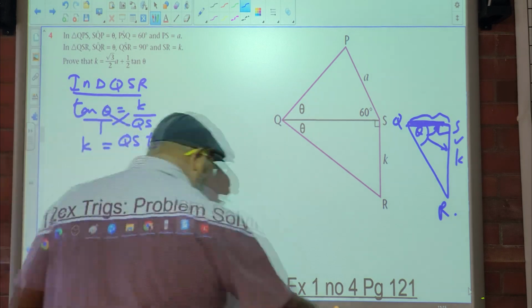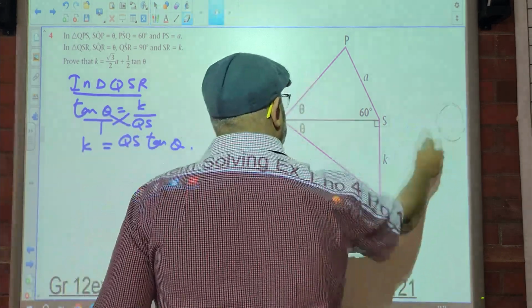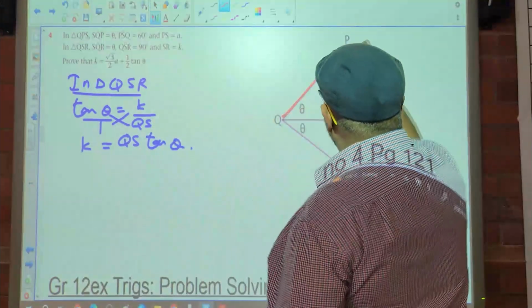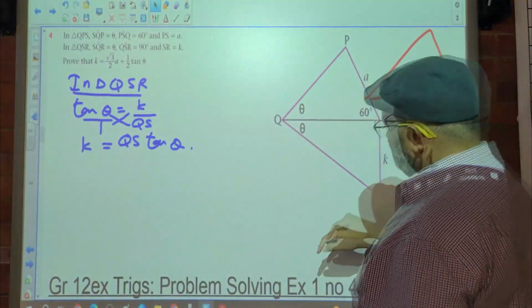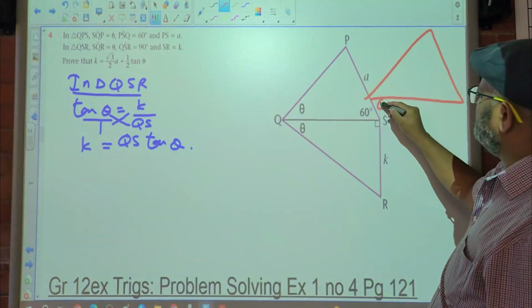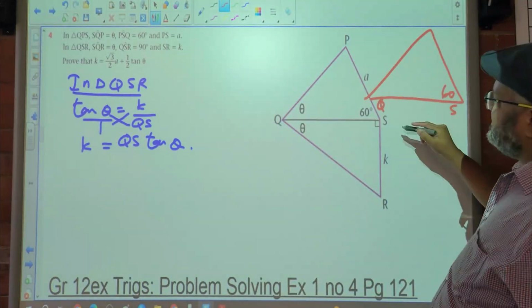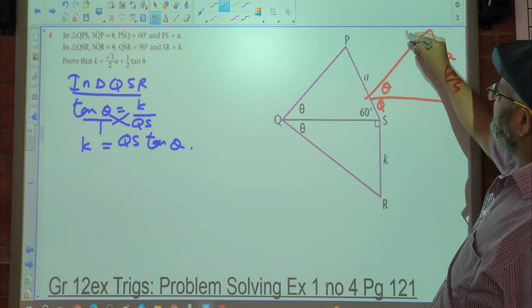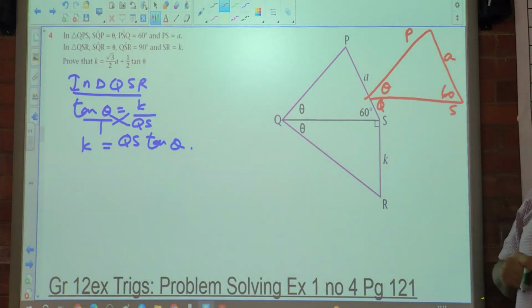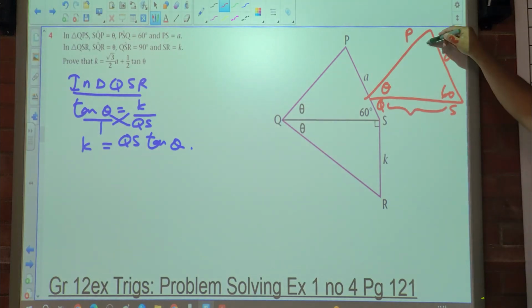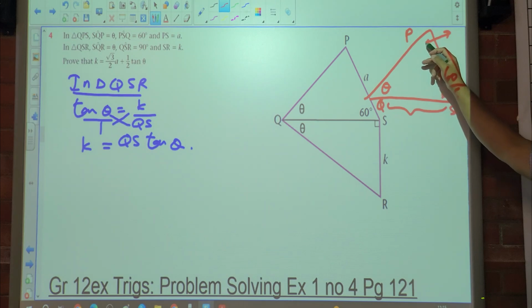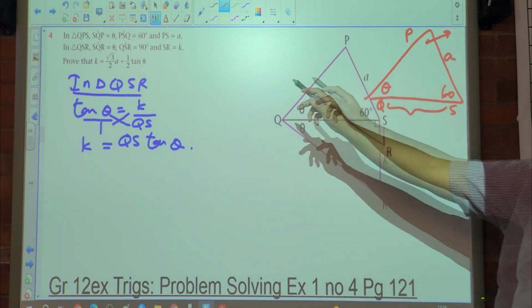Now let's look at the other triangle. So in this triangle here, what do I have? I have QS, which is 60, theta, A, P. So what must I use? I must use QS. So then I need to know what that angle is there. I'm going to calculate that angle. Sum in triangles. We must pick up A. As you can see, A is in the formula there.